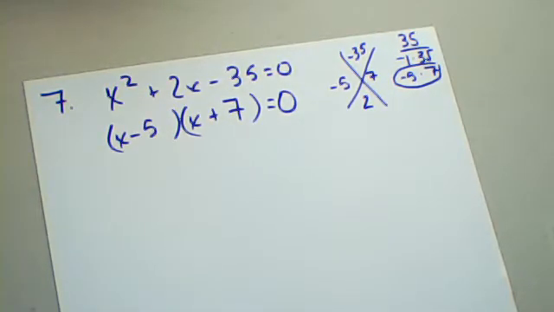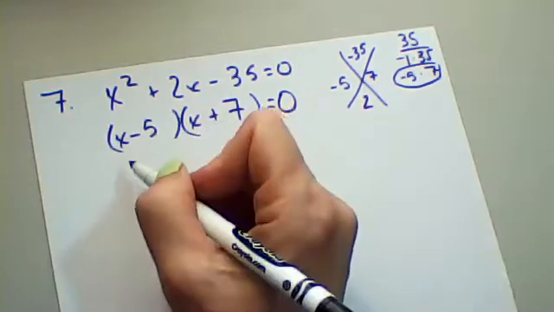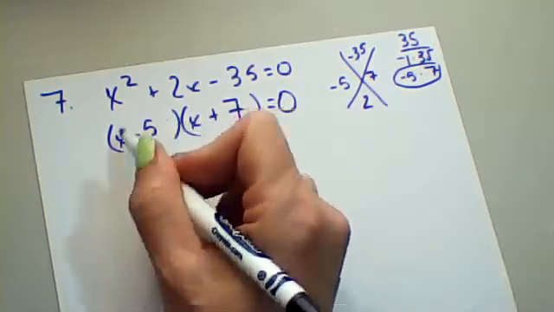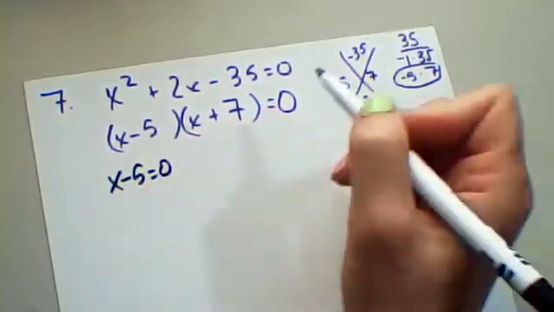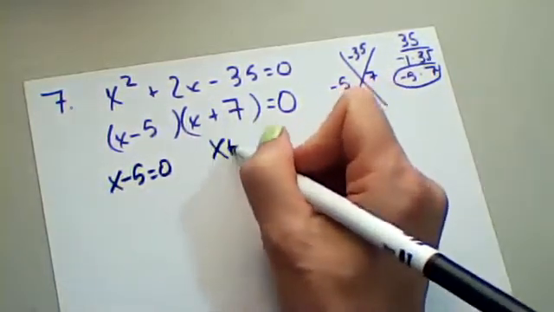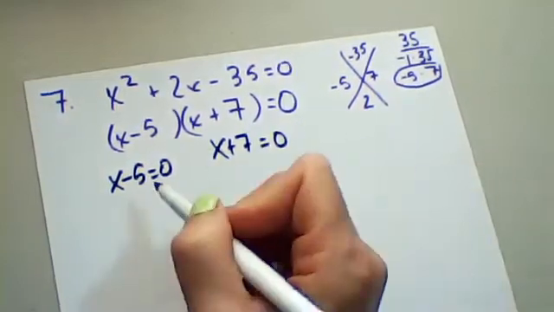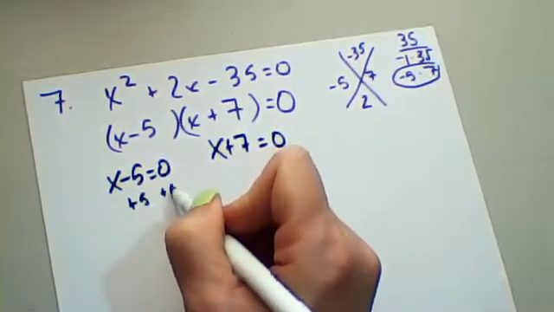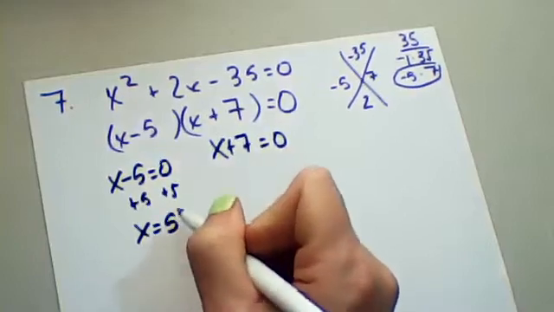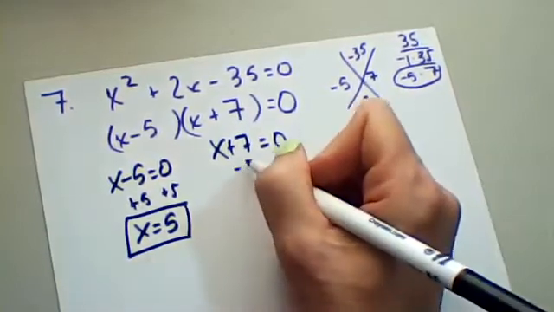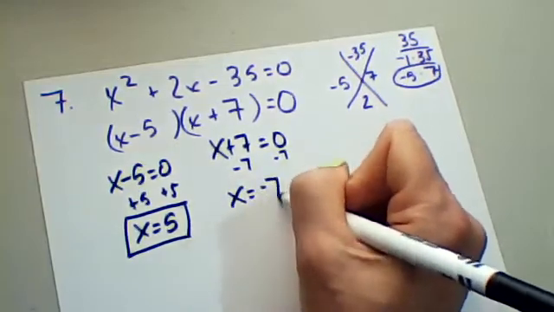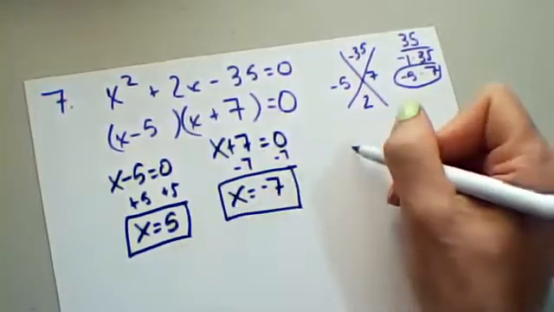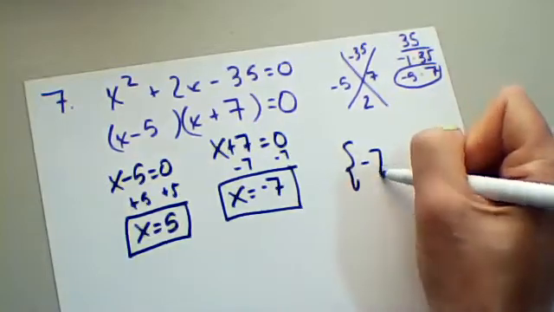Now we move on to solving using the zero product property rule. I know that this binomial, x minus 5, could equal 0, so I set that binomial equal to 0. This binomial could also equal 0, so I set that equal to 0. Then solve. I add 5 to both sides, I get x equals 5. On this one, I need to subtract 7 from both sides, so I get x equals -7. It could also be written out like this.